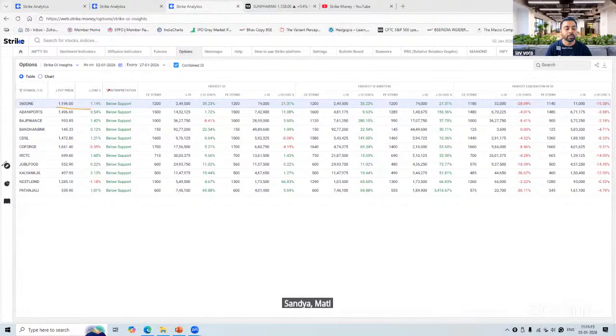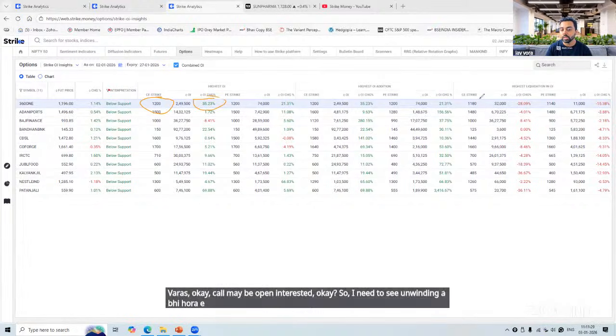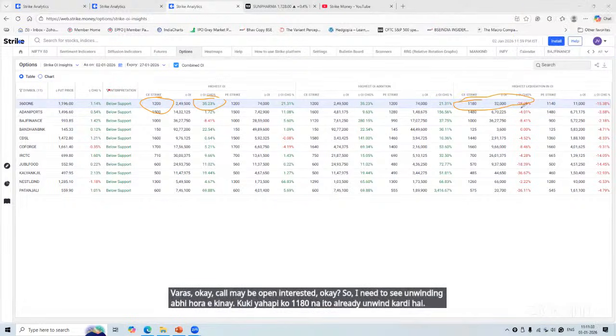मतलब इसमें मेरे को इतना पता है कि शायद तेजी बन सकता है, ओके, बट अभी यहाँ पे दूसरा आप ये भी देखिए कि 1200 के कॉल में भी ओपन इंटरेस्ट है। तो आई नीड टू सी कि यहाँ पे अनवाइंडिंग अभी हो रहा है कि नहीं, क्योंकि यहाँ पे देखो 1180 ने तो ऑलरेडी अनवाइंड कर दिया है। समझे आप?